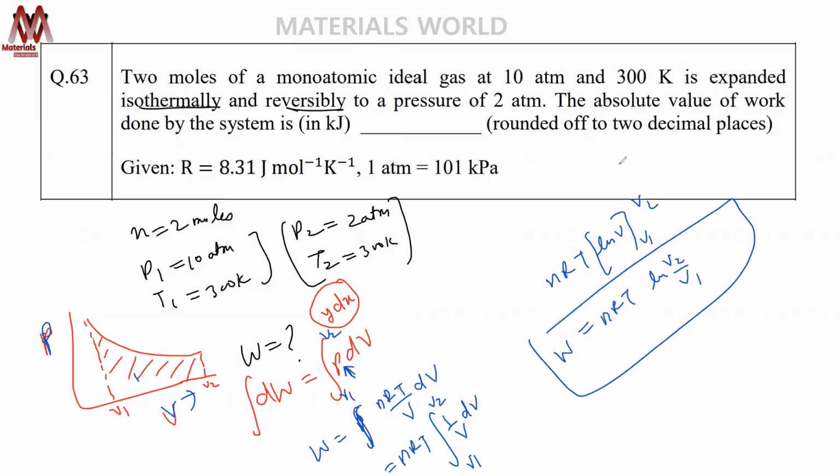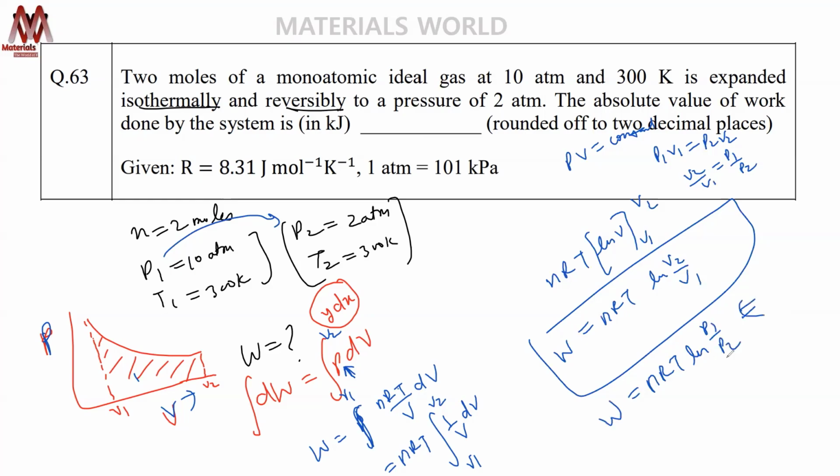Very simple. If it is isothermal, then PV equals constant, Boyle's law. That means P1 V1 equals P2 V2. Why do I need this? Because V2 by V1 is not given, P2 by P1 is given. I can write V2 by V1 as P1 by P2. So this formula can also be written as nRT ln P1 by P2. Simple, for isothermal.